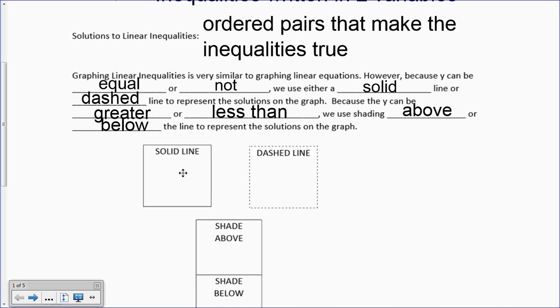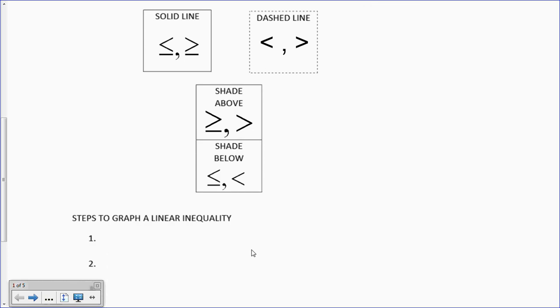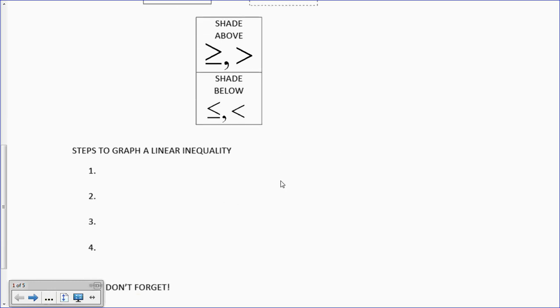Alright? So, this is a little graphic organizer to help you remember. A solid line is used when we have these two inequalities, either less than or equal to or greater than or equal to. A dashed line is either less than or greater than. Shading above is when it's greater than or equal to, or just greater than. And we shade below when it's less than or equal to, or less than. This also might be a topic that we need to spend a little bit more time on in class, which of course we will. So if you have questions, you're not sure, please write them down and we will go over them, okay?